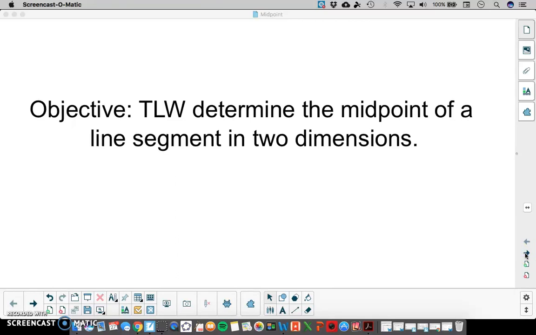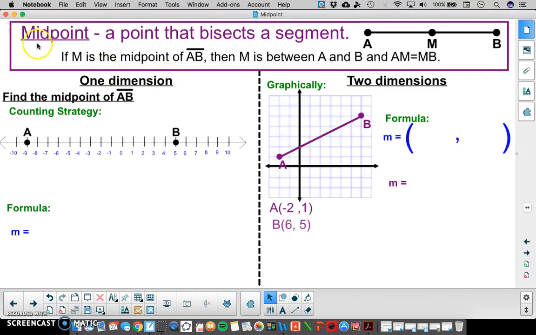In this video, the learner will determine the midpoint of a line segment in 2 dimensions. First, what is a midpoint? A midpoint is a point that bisects a segment. That word bisect means to cut into 2 equal parts.